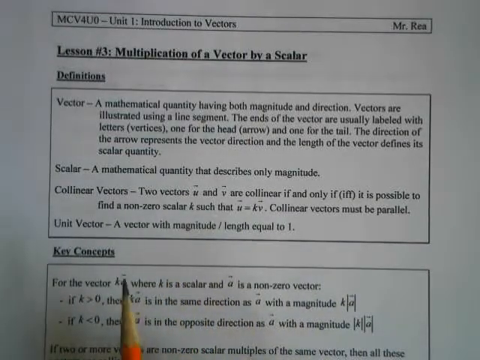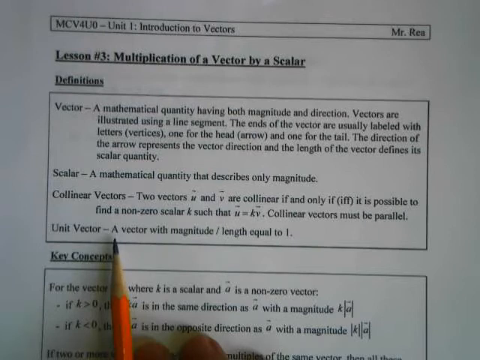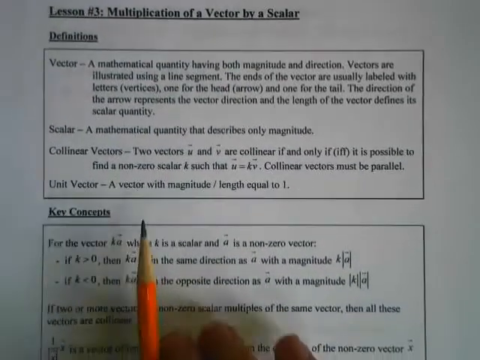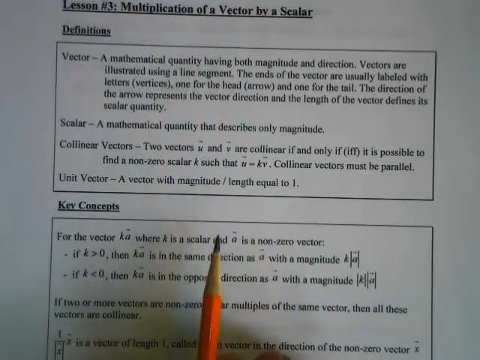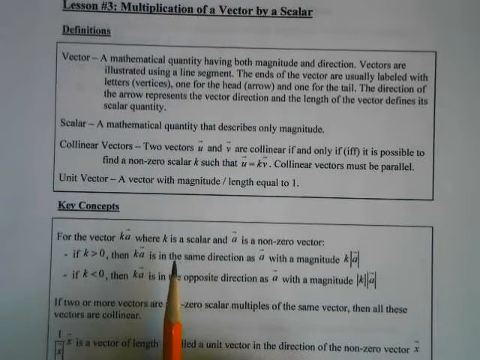That's why it says non-zero scalar value. We also have unit vectors, so we're going to be talking about those today as well. A unit vector has a magnitude of 1, and we're going to create unit vectors in the examples.